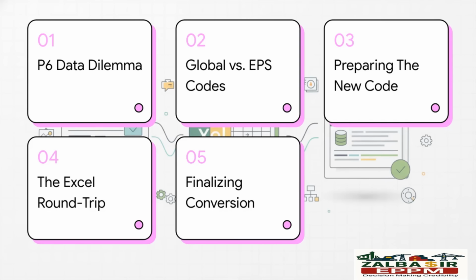Okay, so here's our game plan. First, we'll talk about why this is even a problem. Then, we'll get crystal clear on the difference between global and EPS codes. After that, I'm going to walk you step by step through setting up the new code, doing what I call the Excel round trip, and finally, cleaning everything up.